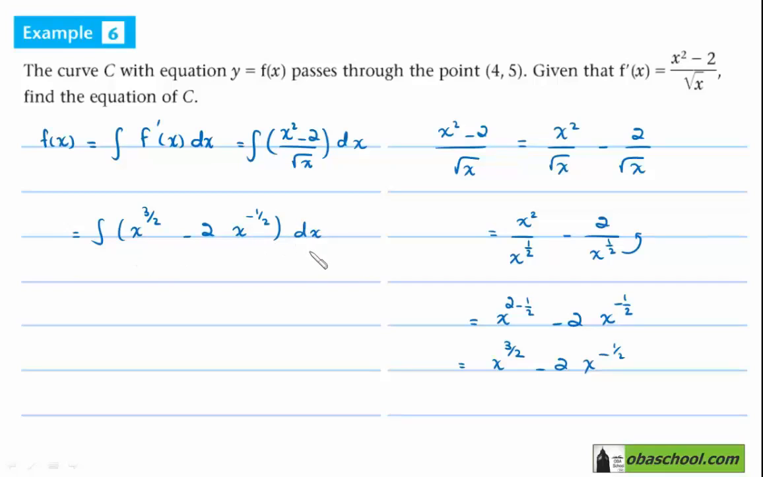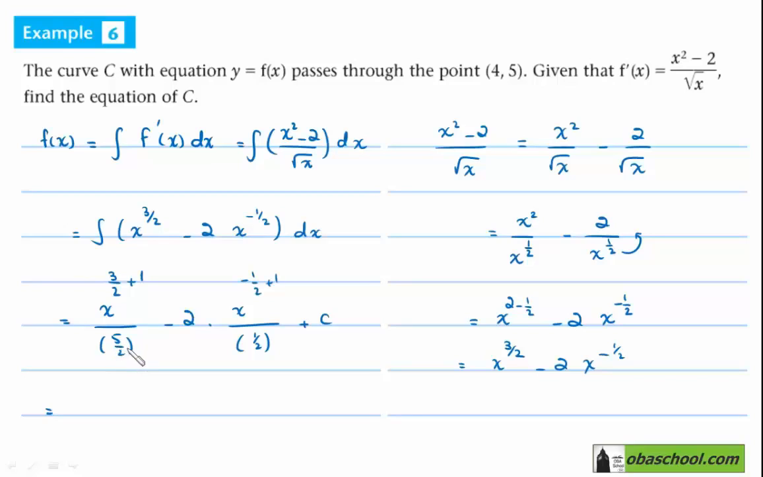Now we take each term inside the bracket separately and we integrate it with respect to x. The first term is x to the power 3 over 2. Its integration with respect to x is x to the power n plus 1, that is 3 over 2 plus 1, or 5 over 2, all divided by n plus 1, that is 5 over 2, minus the second term 2 multiplied by x to the power n plus 1, that is minus half plus 1, all divided by n plus 1, that is 1 over 2, plus c, the constant that we usually add after integration.